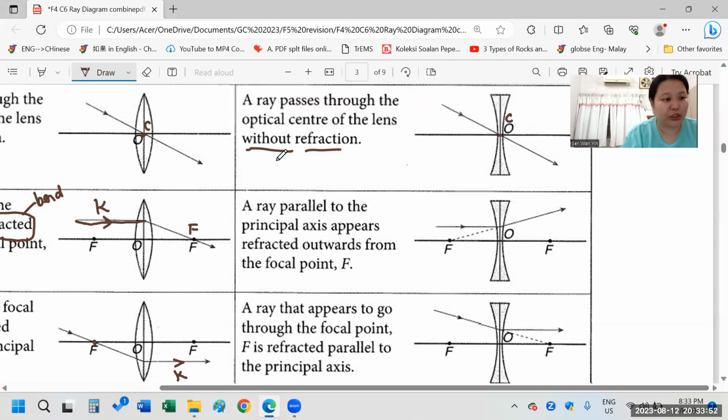Actually, when we shine the light, there are many light rays that go through the lens.